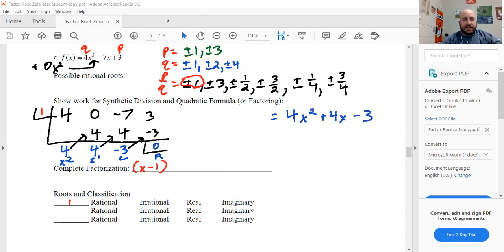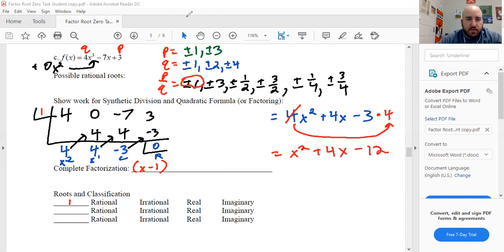So I guess third tweak, if you will. Now that we get down to a quadratic, we have a coefficient in front of x squared for our quadratic. So we can't do simple factoring, but what we can do is slide, multiply, factor, divide. So I'm going to slide 4 down here. All right, x squared plus 4x, -3 times 4 is -12. So slide, multiply, factor this.